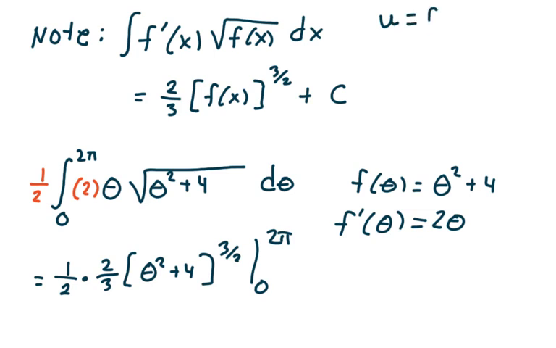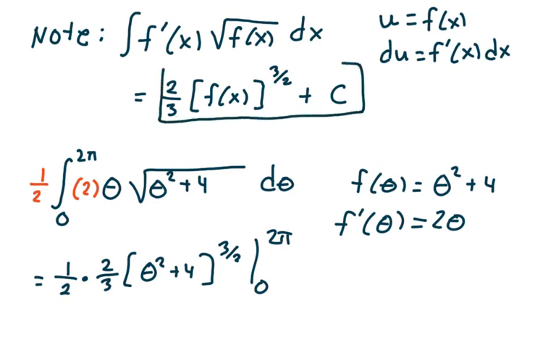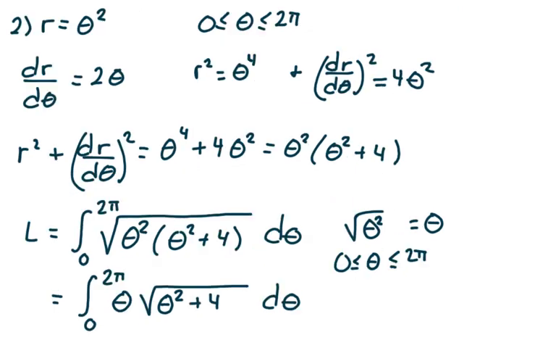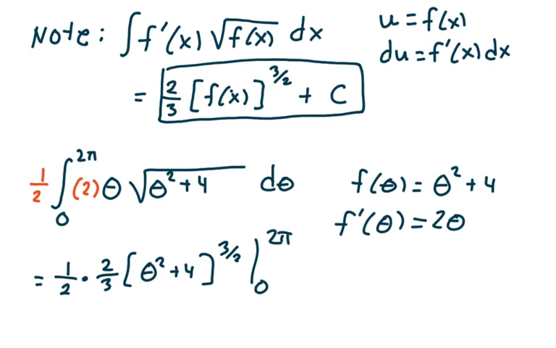So if I let u equal f of x, du is equal to f prime of x dx. And if I plug all that in, you will see that you end up with 2/3 times f of x to the 3/2 plus c. Now, let's go back to our original integral. Our original integral is the integral from 0 to 2 pi of theta times the square root of theta squared plus 4 d theta. It almost fits this form right here.